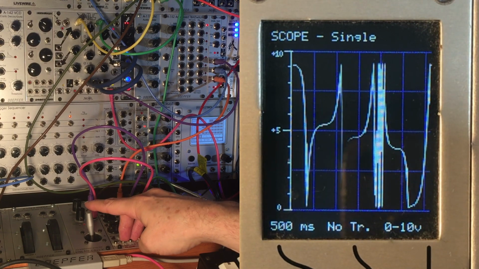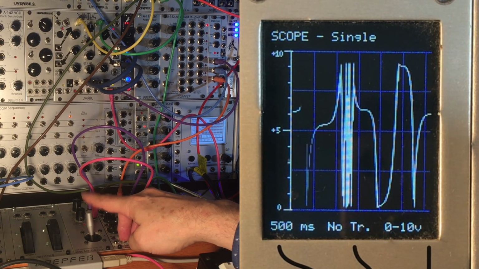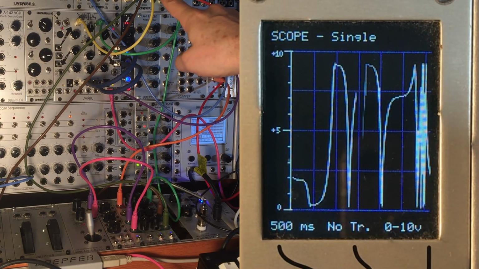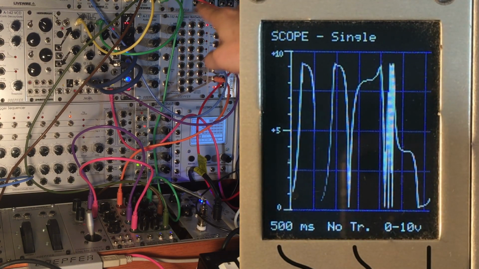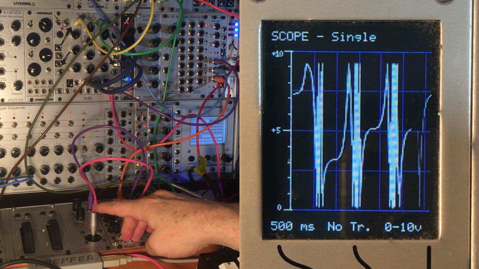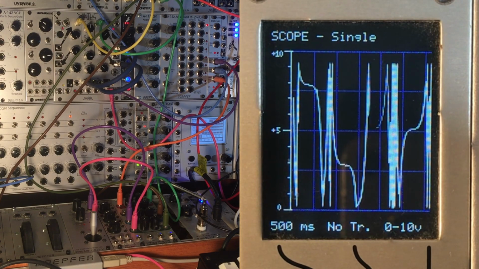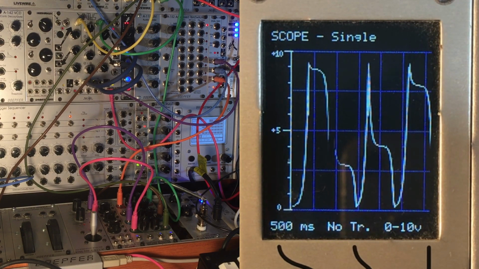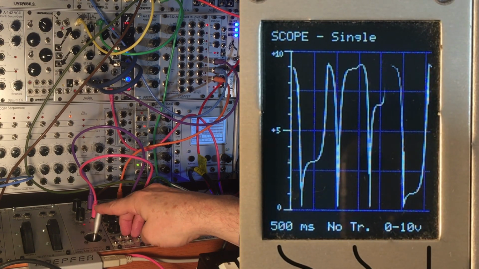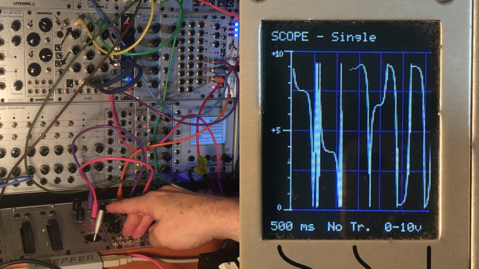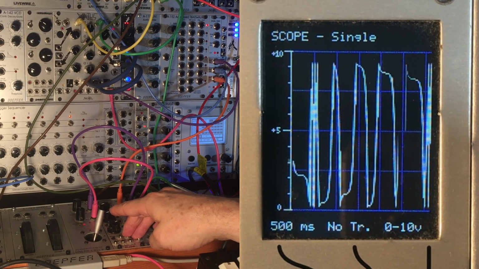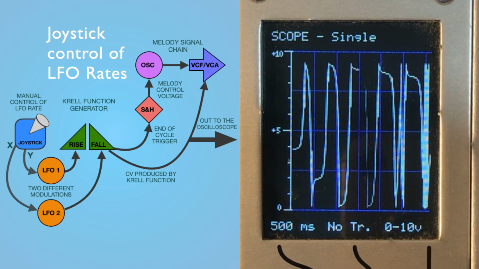So here what I'm doing is I've got a joystick patched so that its output controls the rate of our two Vulcan modulator LFOs. So when I've got the joystick in the center, then I've got both LFOs running at almost the same rate. If I move the joystick to the top right, then I speed up both of the LFOs by about the same amount. So now they're both running fairly quick.